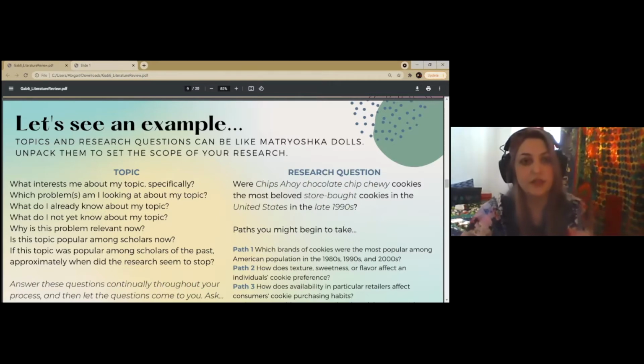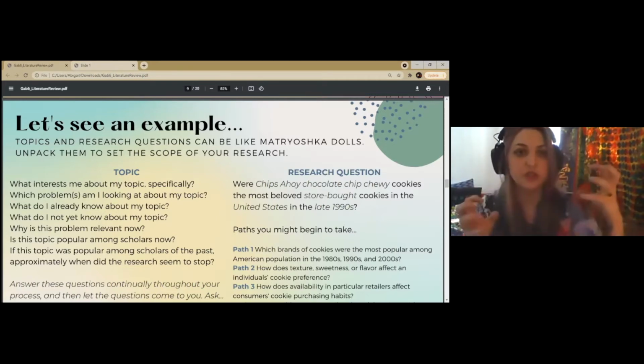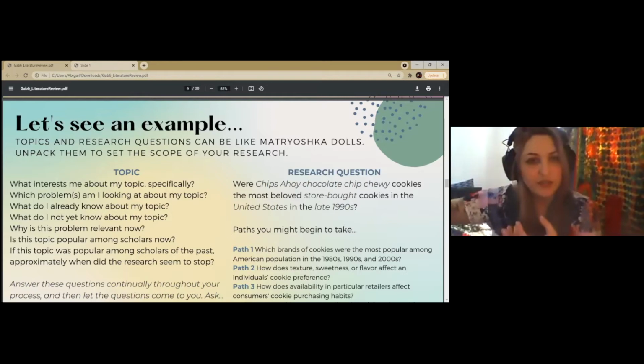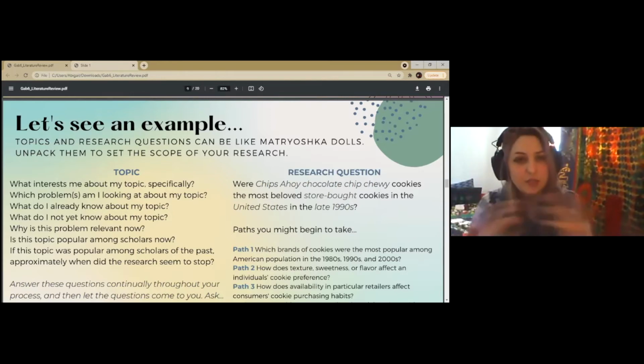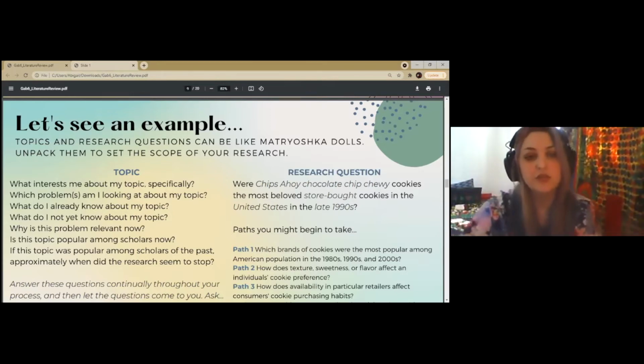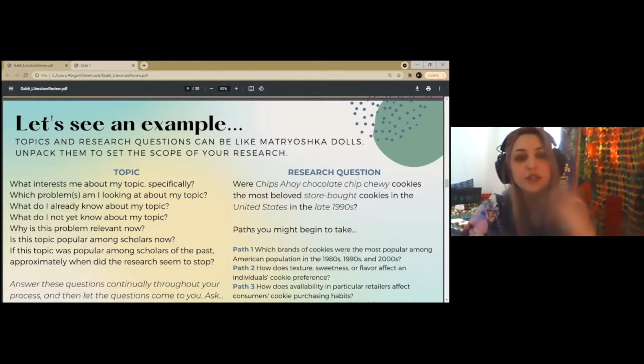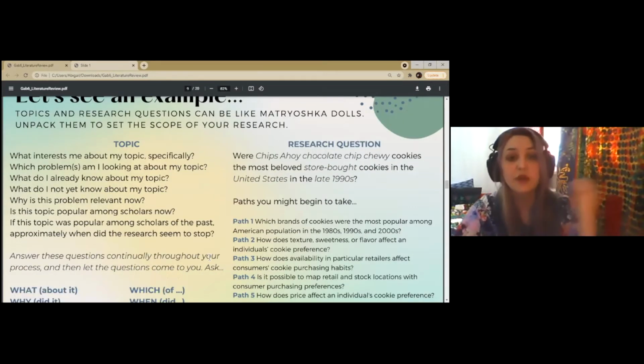But think about it kind of like a Matryoshka doll, right? Inside it, you have several little other tiny dolls, and you can split it apart thusly. So with your topic, if you want to go about trying to create a research question, you should start asking yourself these types of questions. What interests me? What problem am I looking at? What do I know? What do I not know yet?